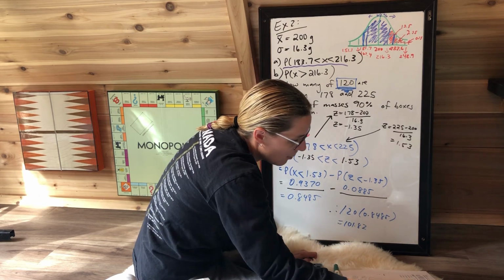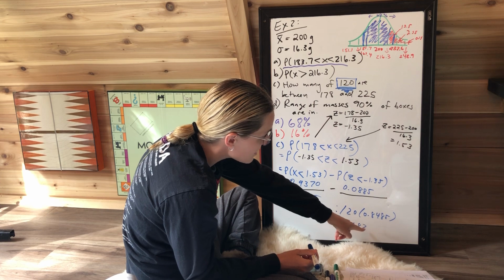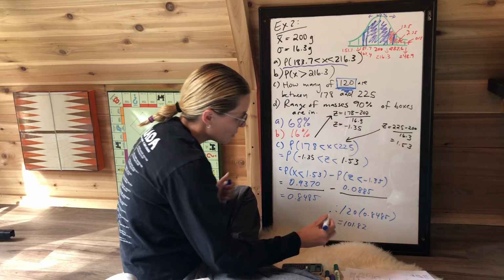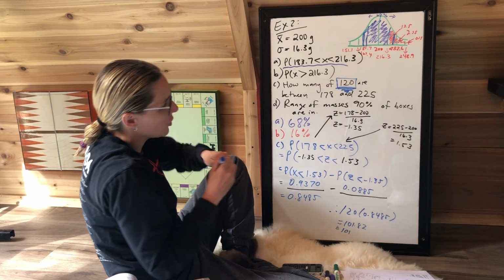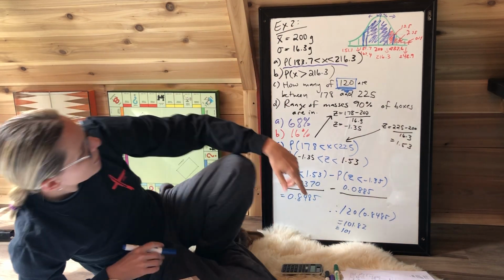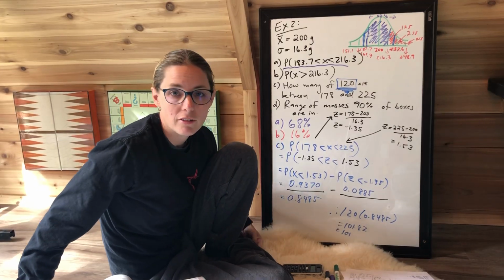Okay, so it says, how many of the shipment boxes would you expect to contain? Well, because it's not quite 102, we're not going to go up to 102. So we'll say 101 of the 120 shipment boxes will contain between 178 grams and 225.